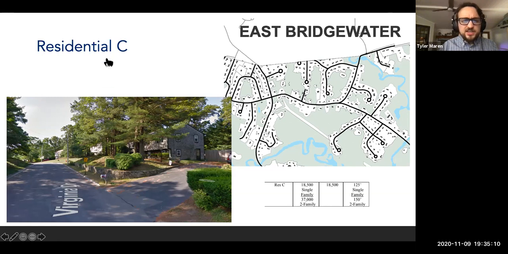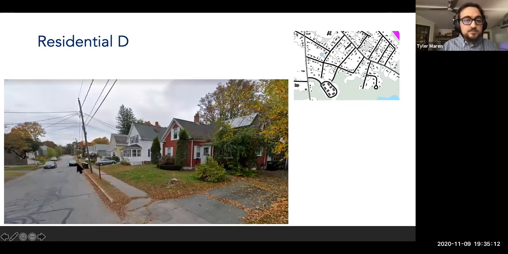Then residential D is the densest, yet it has the same minimum lot size, but it's the most permissive in terms of dimensional regulations like setbacks and percentage of the lot that can be covered. And like C, two family units are allowed by special permit. But the biggest difference with residential D is its set of allowed uses. It's right up against the town center.